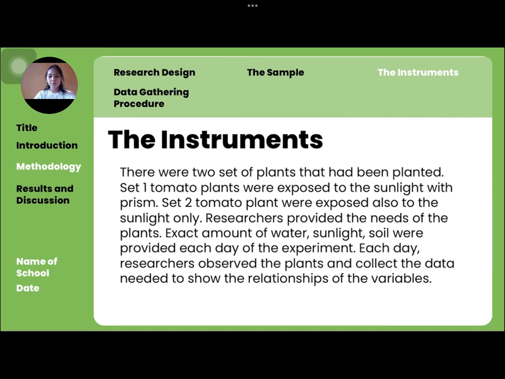There were two sets of plants that were planted. Set 1, tomato plants were exposed to sunlight with a prism. Set 2, tomato plants were exposed to sunlight only. Researchers provided the needs of the plants: the exact amount of water, sunlight, and soil were provided each day of the experiment. Each day, researchers observed the plants and collected the data needed to show the relationships of the variables.